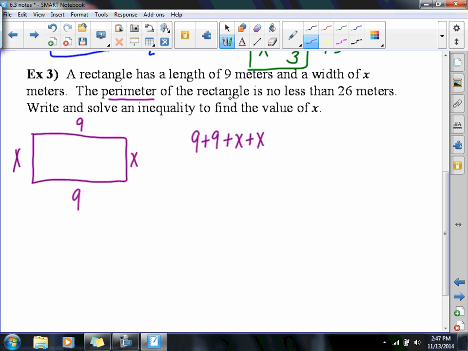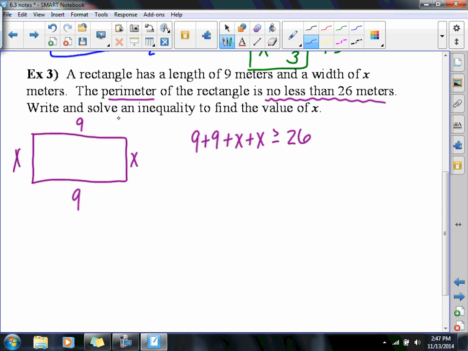The perimeter of the rectangle is no less than 26 meters. No less than. So that means it would have to be equal to 26 or greater than 26 if it's not less than. So I'm going to write greater than or equal to 26. So here's my perimeter, no less than. So I can't be less than. I can be equal to and I can be greater than 26.